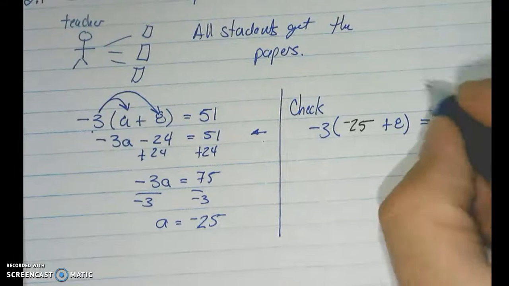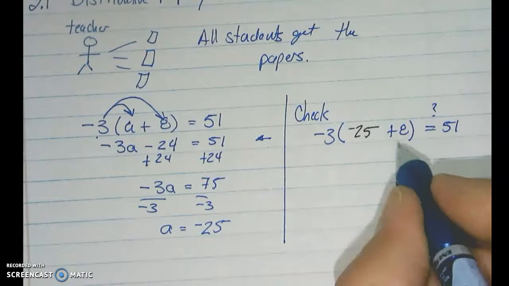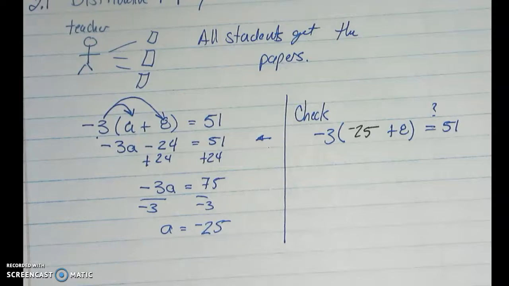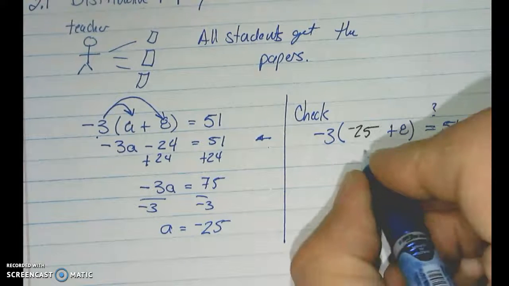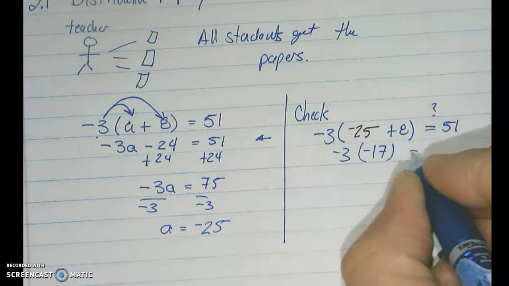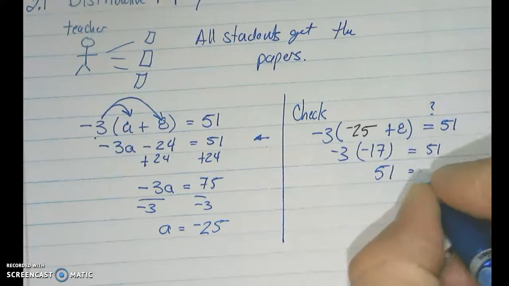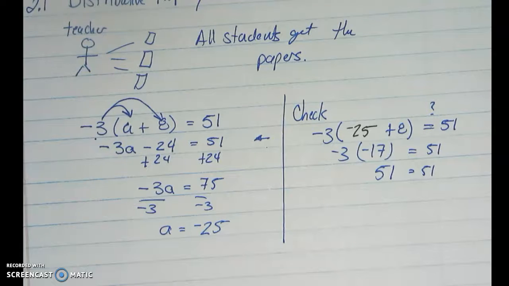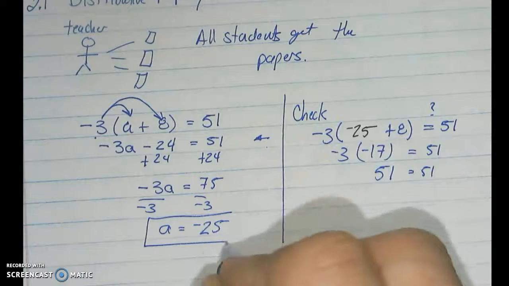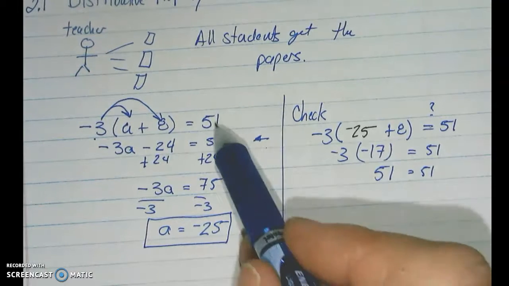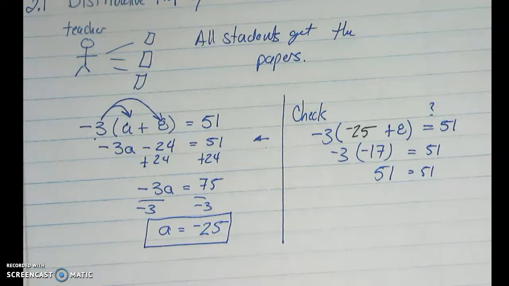So this goes back to what we did before, like at the beginning of the year. Negative 25 plus 8 is negative 17. We're going to multiply it by negative 3. And then negative 3 times negative 17 does give us 51. So our answer does check out. Okay. So once you do your distribution, you can pretty much do whatever you want, right? Yep.